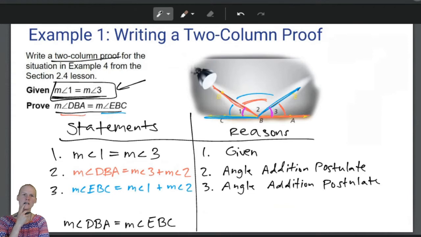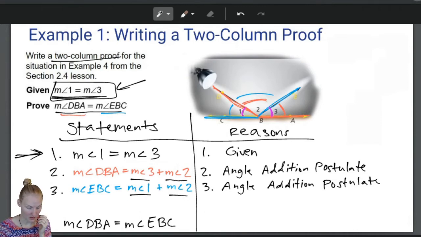Okay. And now, step number 4. Let's see. Have I used this yet? I wrote it in my proof, but have I used it to help me? No, I haven't. I just wrote it in step number 1, but I need to use it. If they gave it to me, it means I need to use it. So, DBA is measure of angle 3 plus measure of angle 2. EBC is the measure of angle 1 plus the measure of angle 2. But wait, the measure of angle 1 and the measure of angle 3 are the same.